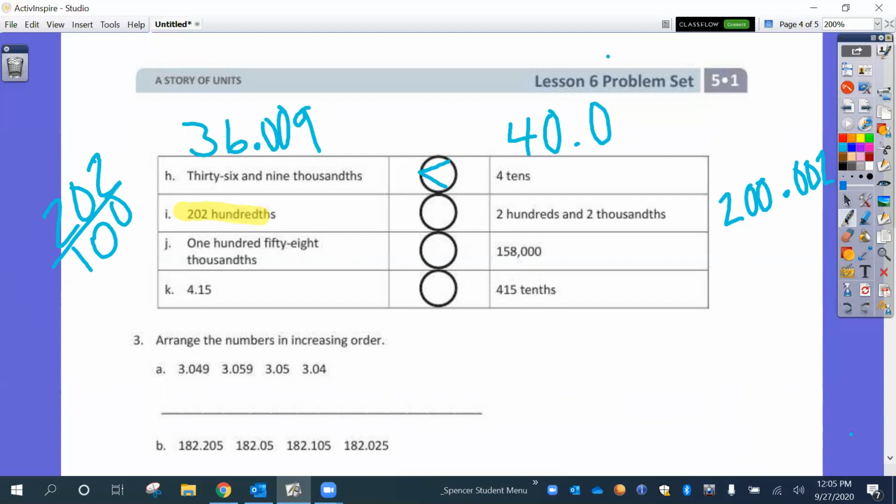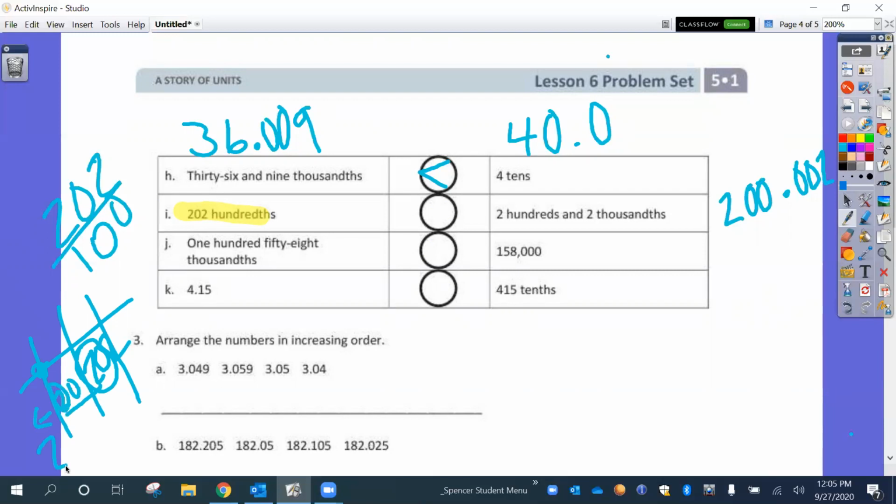Well, let's visualize this in the place value chart because I'm struggling with that 202 hundredths. So let's put the decimal right here. And if we put 202 in the hundredths place, we know that we have to regroup and we have to shift. So that would put 20 over here, and we have to regroup again.